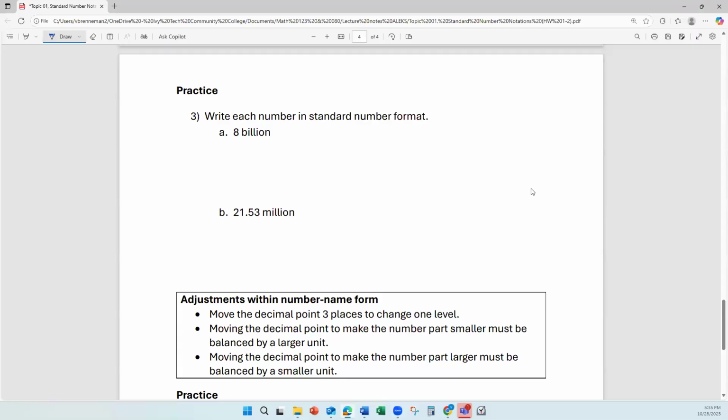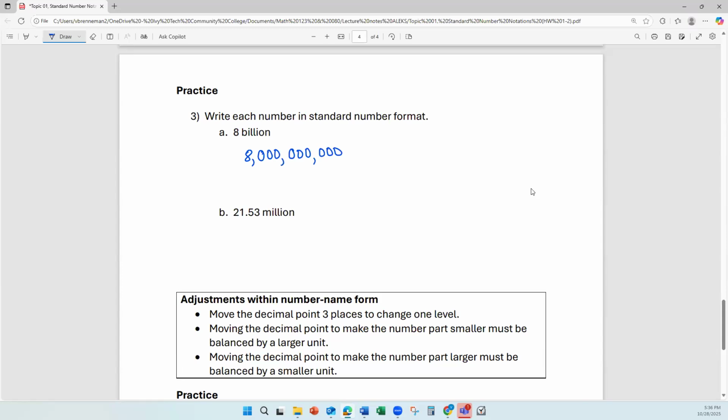Moving on to question 3, writing each number fully in standard number format. 8 billion, we write the 8, the unwritten decimal point after the 8 becomes the comma for the billions. So I count this way as I'm writing it. The first 3 zeros, that would be 1,000. I need to go more, that's now million, and then one more to get billion. So 3 sets of zeros there.